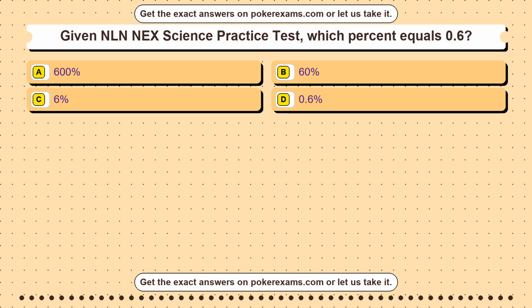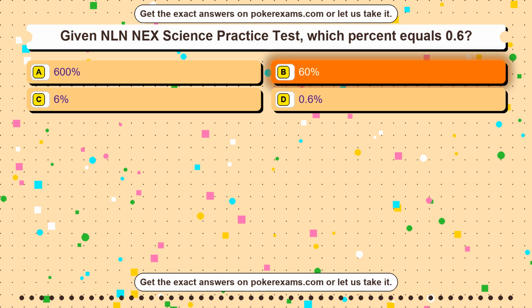Question 8. Given GED-RLA practice test, which detail best supports an inference in RLA? Option A. A familiar topic. Option B. A quoted line from the passage. Option C. A personal guess. Option D. A longer answer choice. The correct answer is option B.